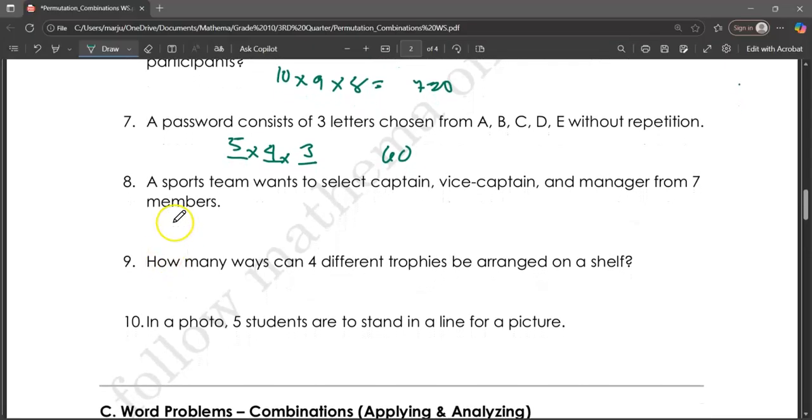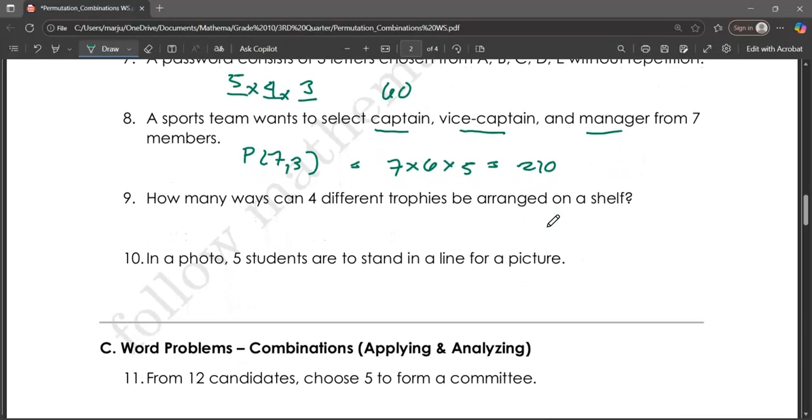Number 8, a sports team wants to select captain, vice captain, and manager from 7 members. So again, we are choosing a captain, a vice captain, and a manager. So we are choosing 3. So this is again permutation. 7, choose 3. This is just 7 times 6 times 5. That's going to give us 30 times 7. That's 210.